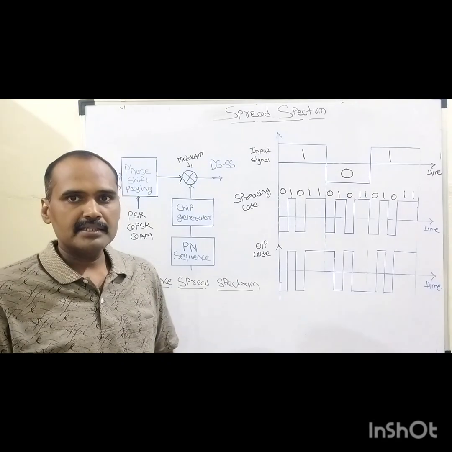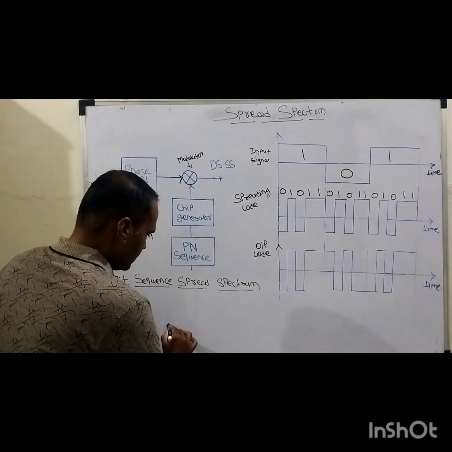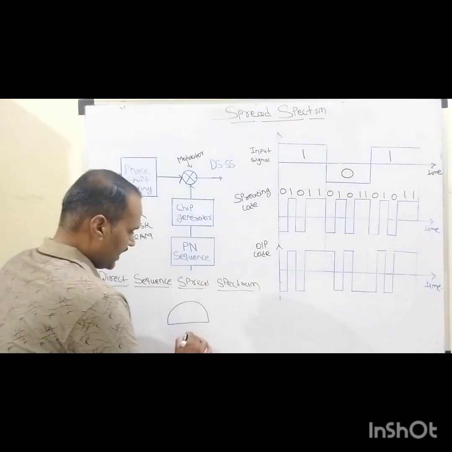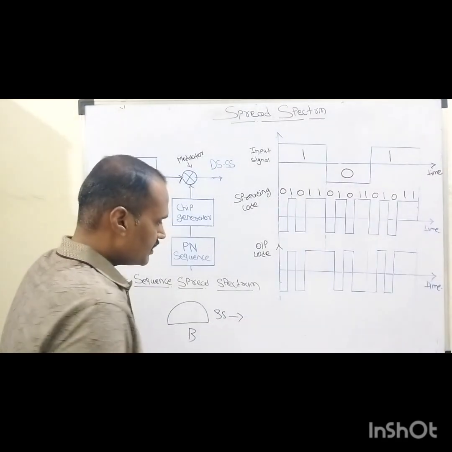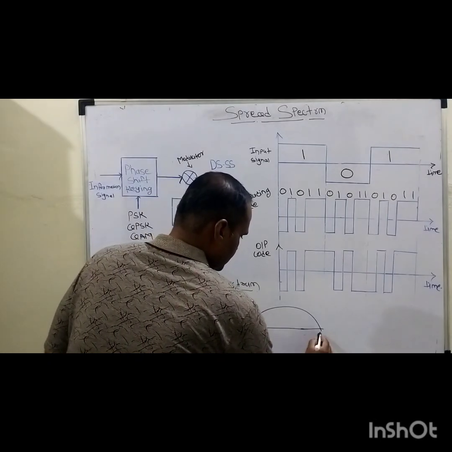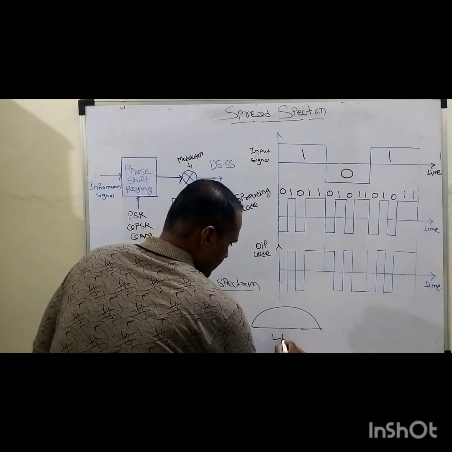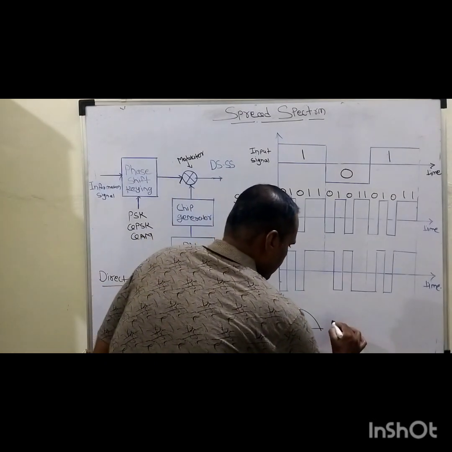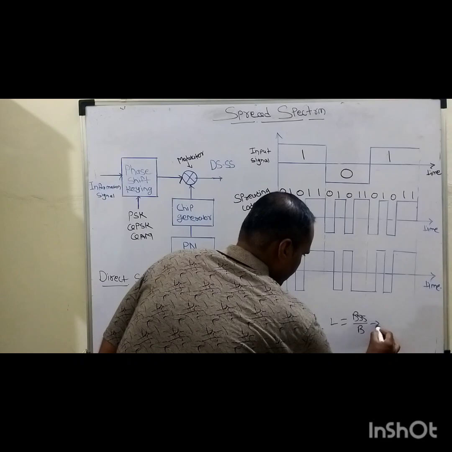Now, as I told you earlier, for our convenience, suppose this is the spectrum of the input signal whose bandwidth is exactly equal to B. Whenever it is passed through the spread spectrum modulator, we are enhancing the bandwidth of the transmitted signal over a larger frequency band, whose bandwidth is exactly equal to L times B. That is the spread spectrum bandwidth, where L is the spreading factor, which is equal to B_ss upon B.